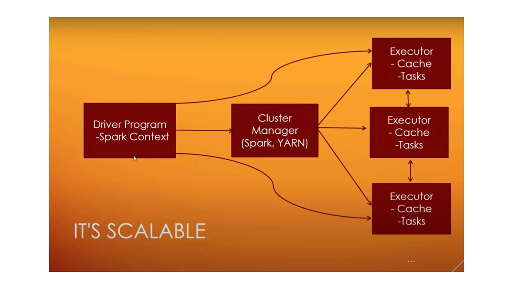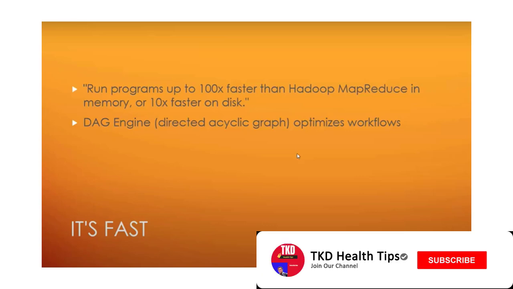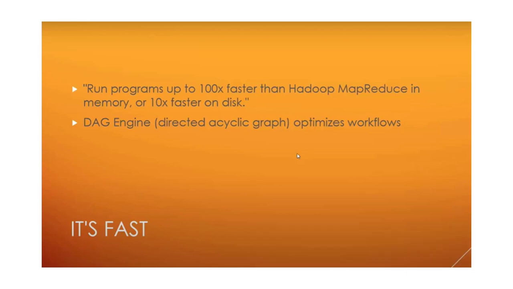The beautiful thing is all these things on the right happen automatically, and you as a developer don't need to take care of them. Why is it fast? Well, a lot of people compare it with Hadoop's MapReduce, because MapReduce came out as the first technology to do this parallel processing, and Spark guarantees that it will run programs 10 times faster in memory as compared to Hadoop MapReduce, or 10x faster on disk.